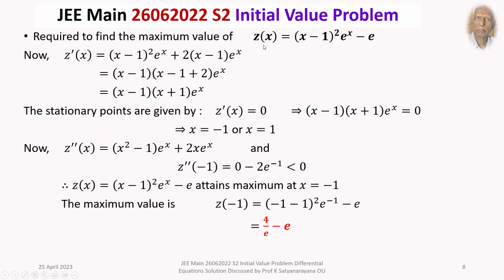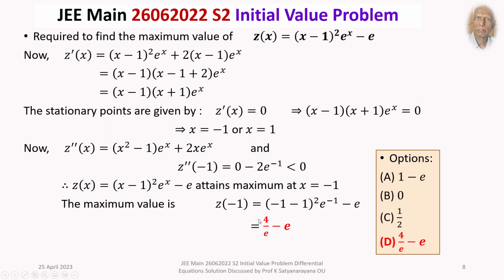So that's what is required. Let's look at our options. Our answer, the maximum value of z of x is 4 by e minus e, appears against option D. Therefore, the answer to this question is option D.